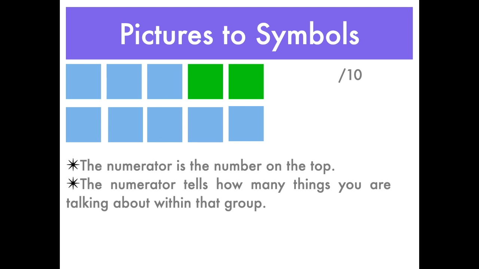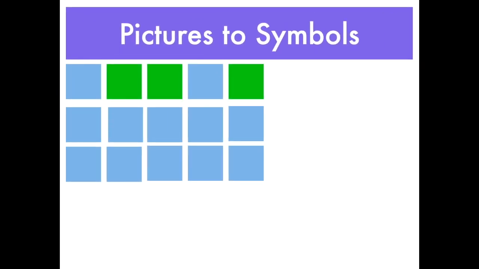Now the green has changed. Now I have 2/10 of the group is green. Now 3/10 of the group is green. Take a look at this next one. Is it still 3/10? Yes, it's still 3/10. No matter where I put those parts of the group, it's still 3/10. I could put them here and it's still 3/10. So the numerator can change, but so can the denominator.